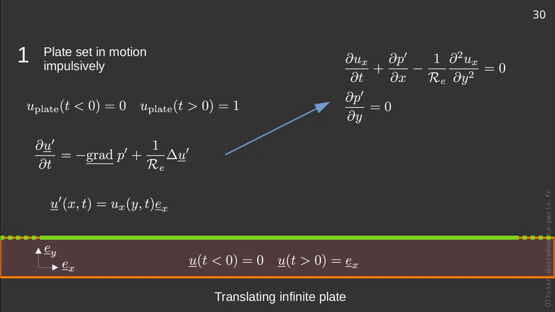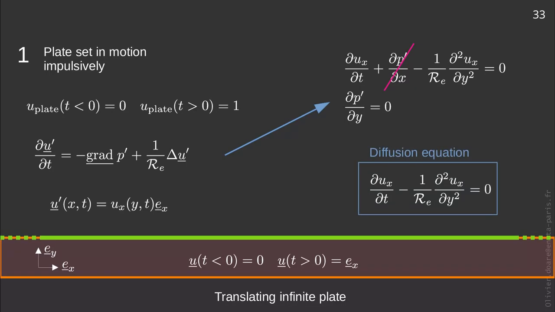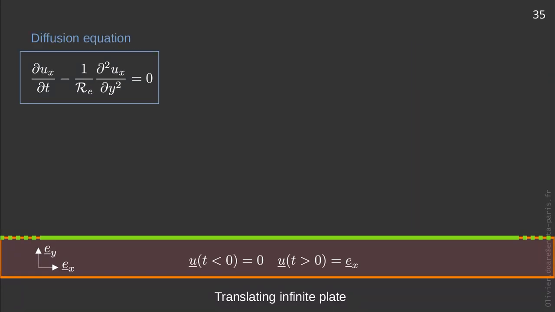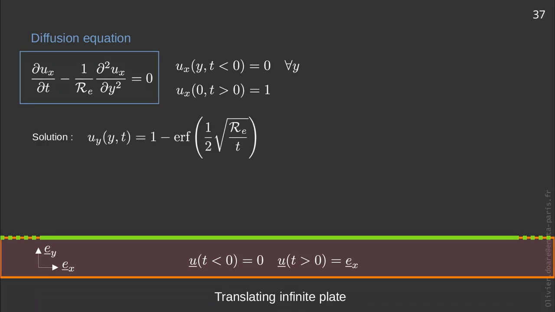We start by decomposing the momentum conservation equation along x and y, and we assume that the problem is independent of x since the plate is infinite and the boundary conditions are independent of x. The second line tells us that the pressure in the fluid is constant. It does not play any role in the problem. Finally, the solution involves only the scalar field Ux, and the equation governing this field is a diffusion equation. It must be solved with boundary conditions and initial conditions. Ux equals 0 everywhere for t negative, and Ux at y equals 0 is equal to 1 for t positive. The solution of this classical equation is given here.